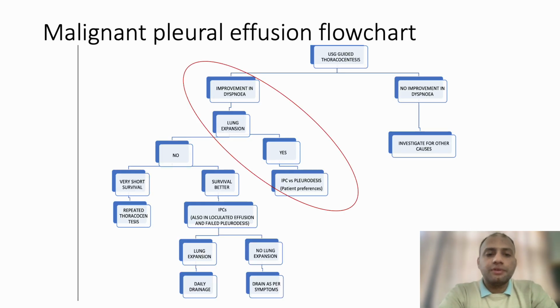So this is the flow chart for malignant pleural effusion adopted from the BTS guideline. After ultrasound-guided thoracentesis, if there is an improvement of dyspnea and the lung is expanded, an indwelling pleural catheter versus pleurodesis, according to patient preference, can be done in short.